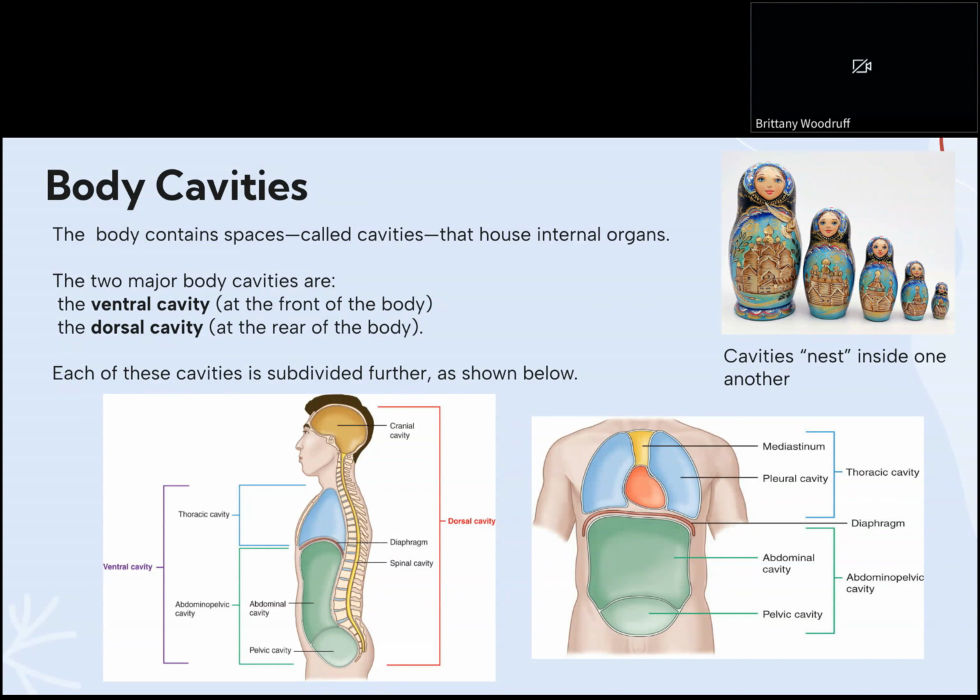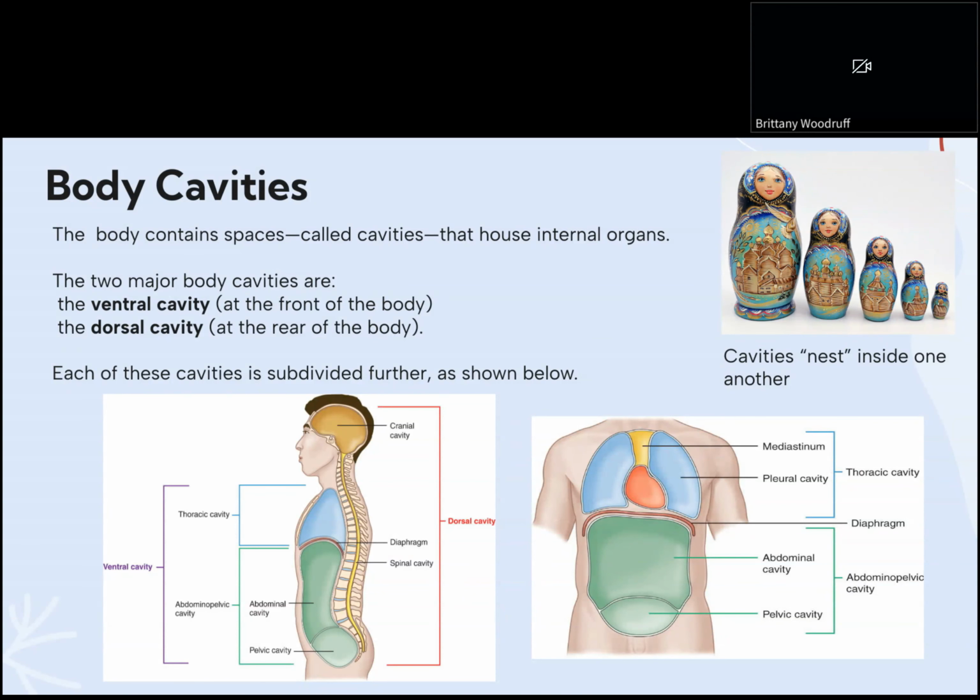Okay. So starting with your dorsal cavity, you have two parts to it. You have your cranial cavity, which is going to have your brain. And then you have your spinal cavity, which has your spinal cord. Super easy, right? They sound exactly like what they have. Next, you have your ventral cavity, which is going to be completely separate from your dorsal. So dorsal cavity only has these two sections. Your ventral cavity, on the other hand, has a bunch of subdivisions.